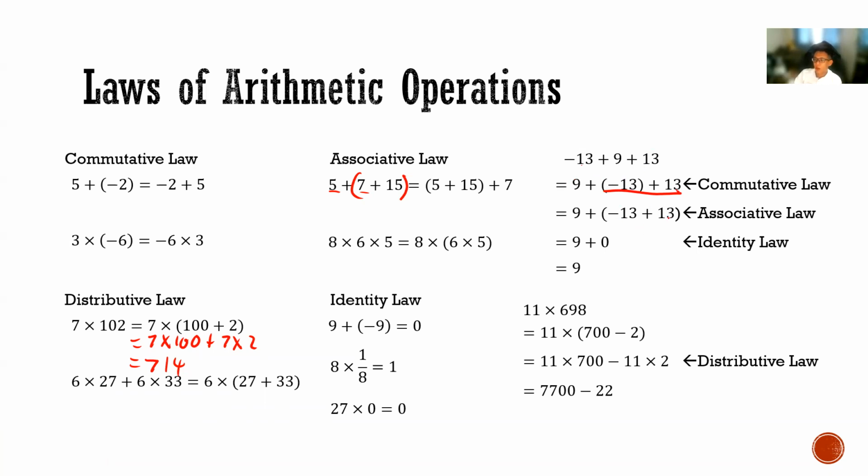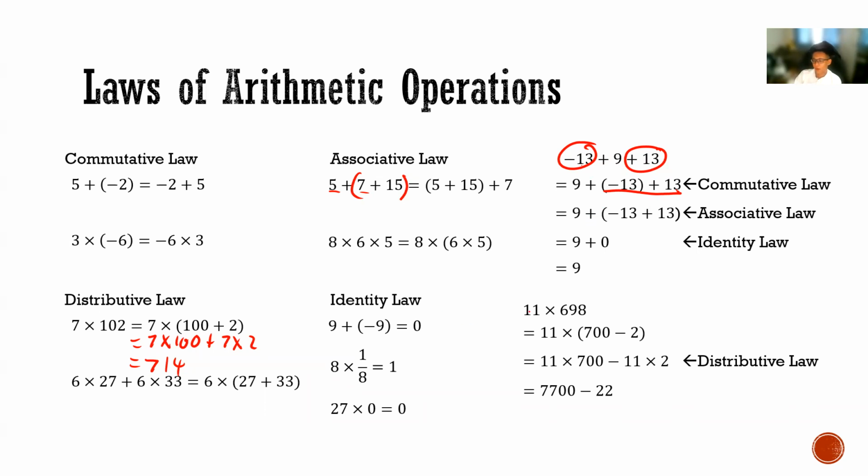Then identity law, plus the negative of the same number, it becomes 0. Then I straight away get 9. So by counting these 2 first, it makes it easier to plus, because these 2 will just become 0.